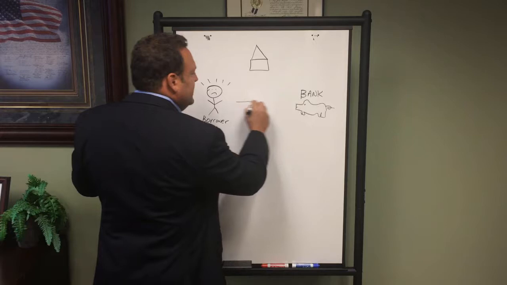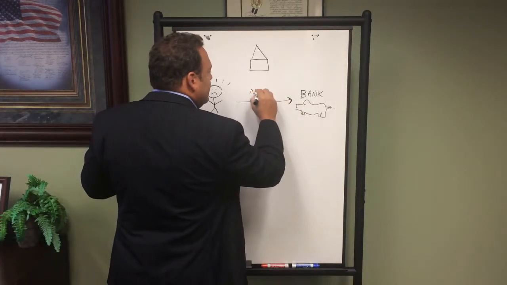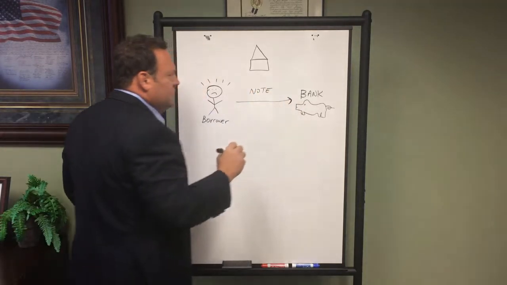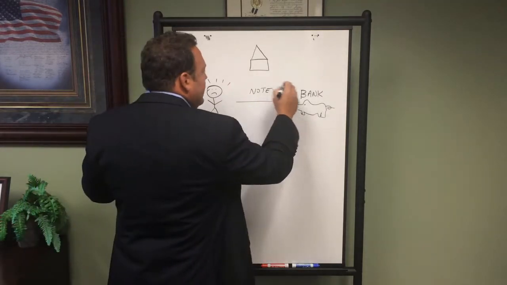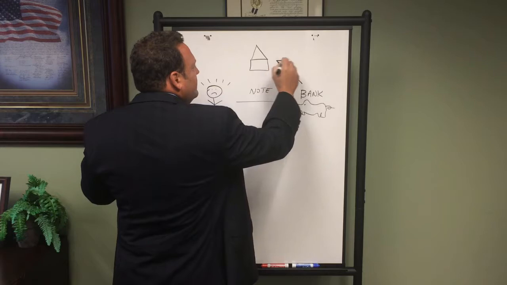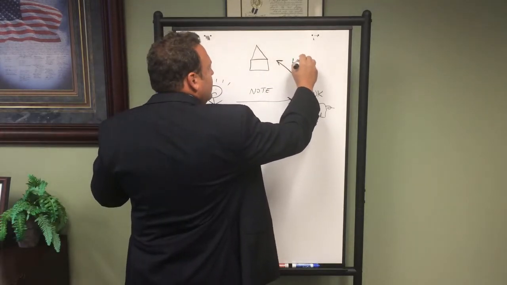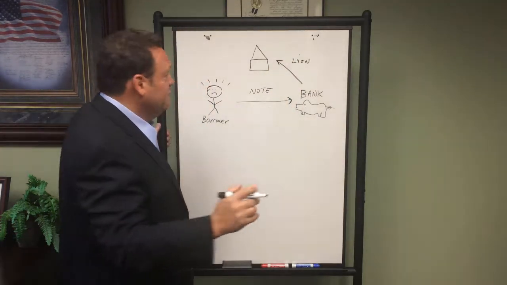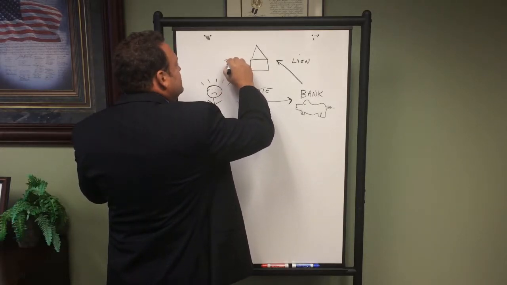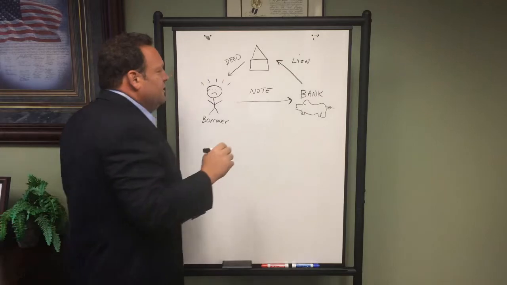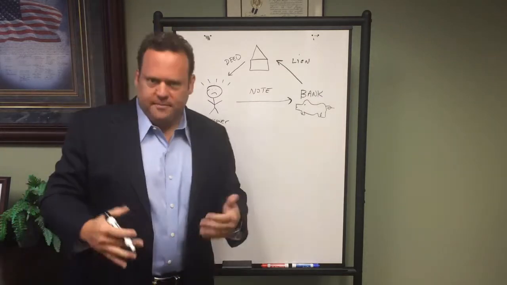Now, the borrower signed a note to the bank, a promissory note, to purchase the property or to refinance the property. The bank has a lien against the property, a mortgage or a deed of trust, depending what state you're in. And the borrower has title, has the deed to the property in his name. So that's the way it looks before you come along.